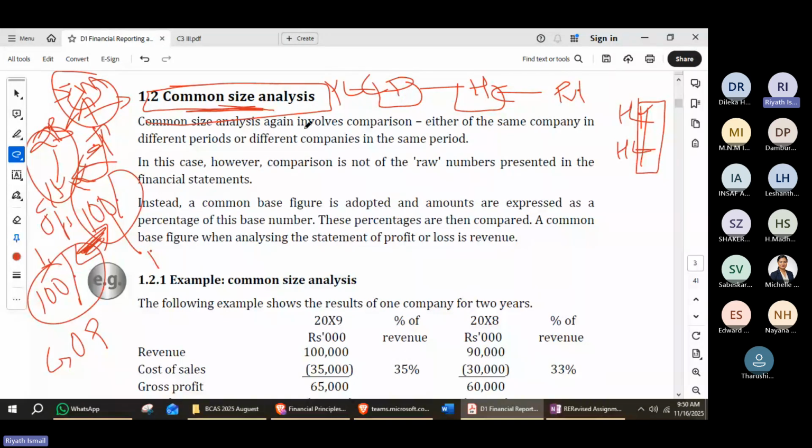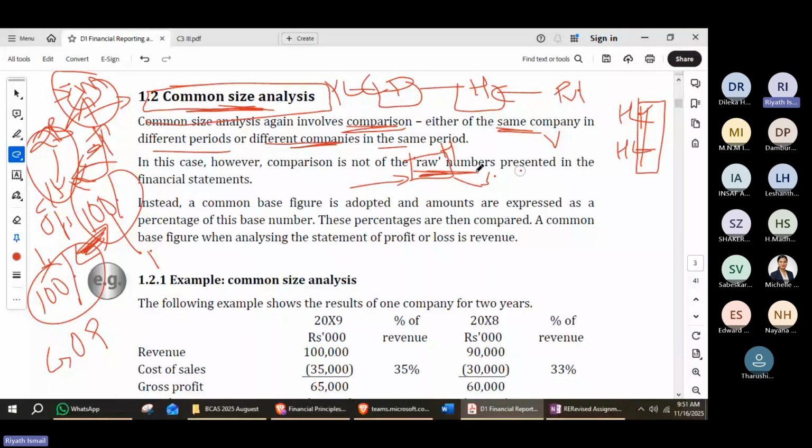The common size analysis again involves comparison either of the same company, so vertical, in different periods, or different companies in the same period. This is horizontal. It's common size. In this case, however, the comparison is not of the raw numbers. Earlier, raw numbers meant the sales, cost of sales, gross profit, net profit, the value. We took the value directly, but now we convert the raw value into some sort of percentage.